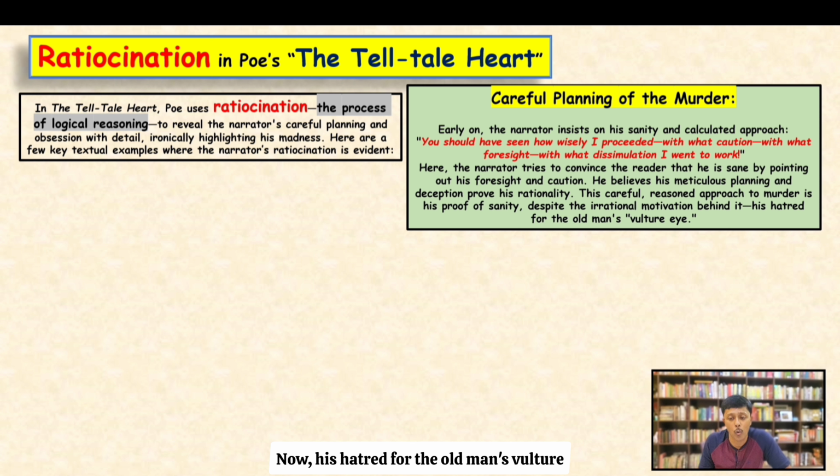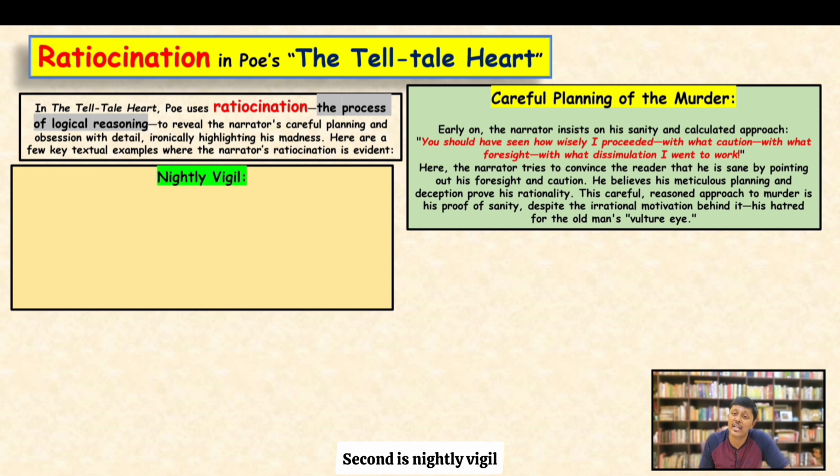Now, his hatred for the old man's vulture eye is important here. Second is the nightly vigil.